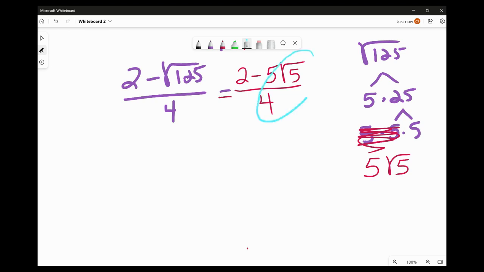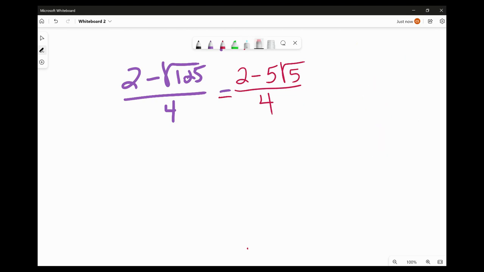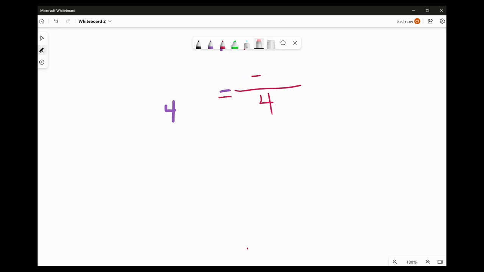Important note: never, ever, ever simplify into a radical sign. That radical, that square root of 5, stays as a square root of 5. You're never going to simplify it unless there's another number in the radical sign with it. But in this case, you're not going to do that. So let's do one more example.